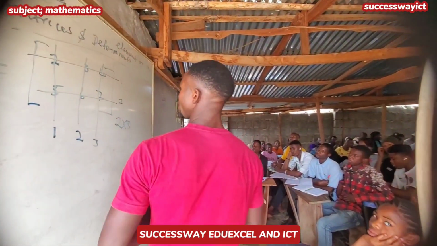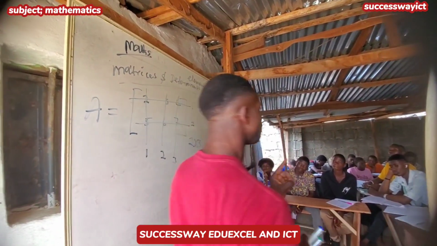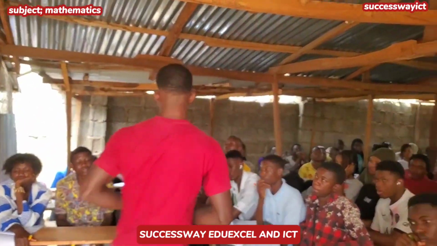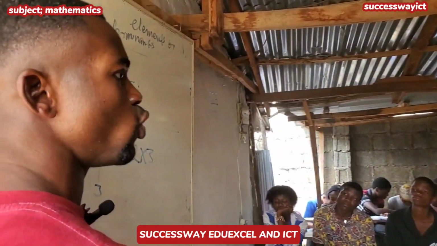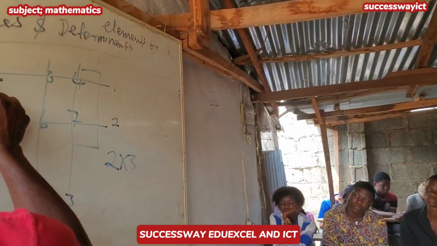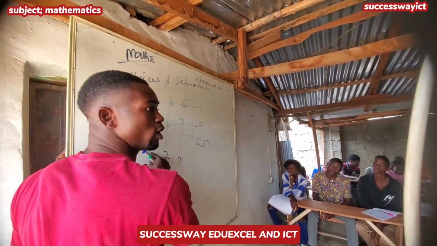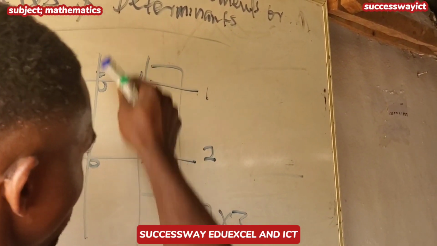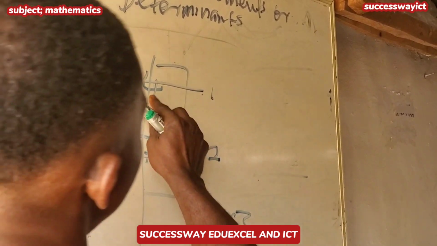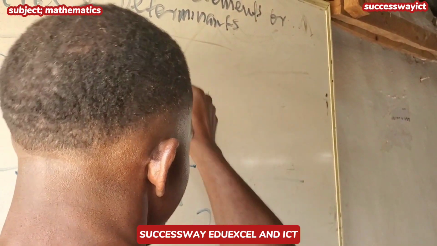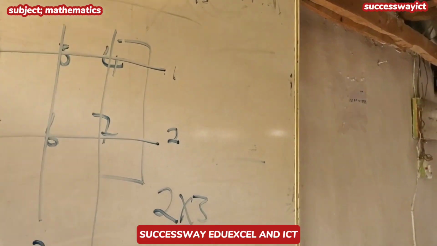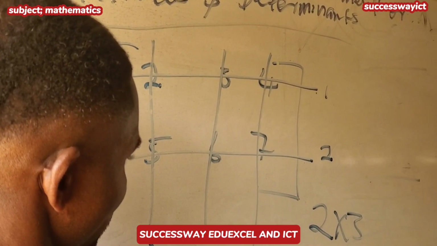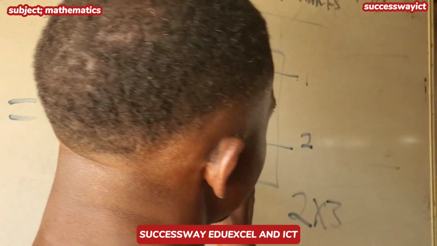Now, the order of arrangement also follows what we call position. If you look at the element 2 here, it's in the first row, and the first column. What about element 3? First row. What about element 4? What about 5? Second row. What about 6?